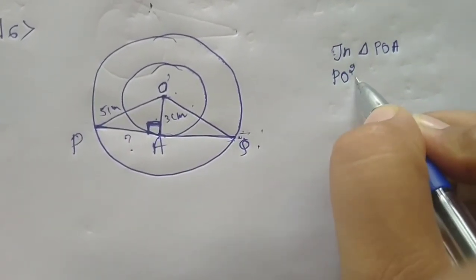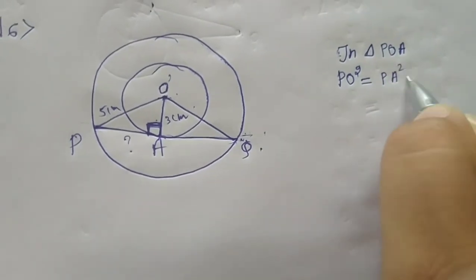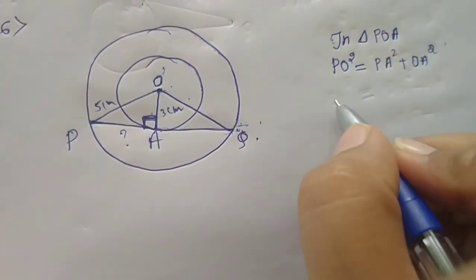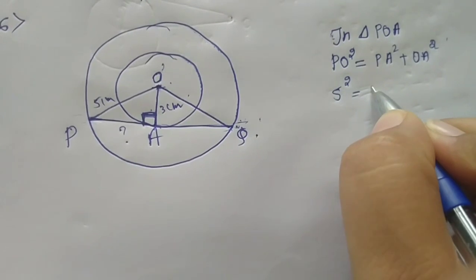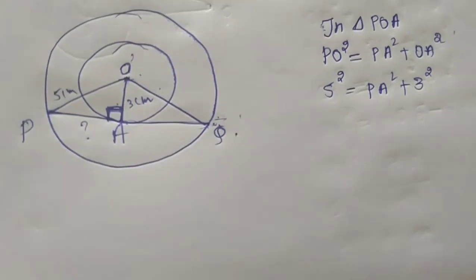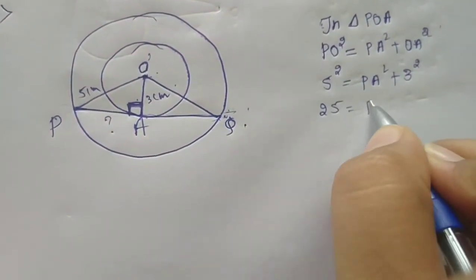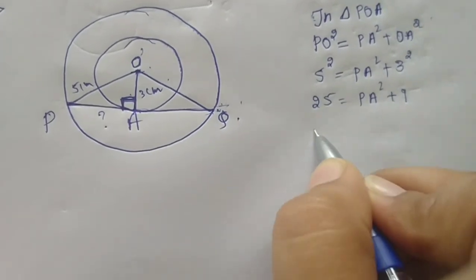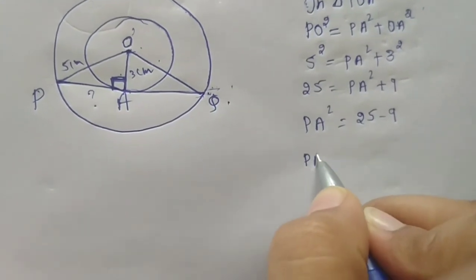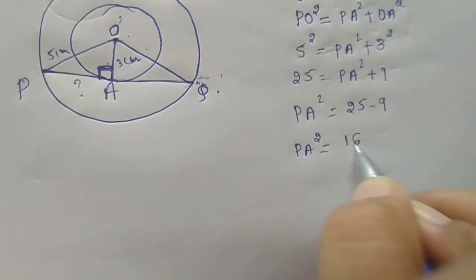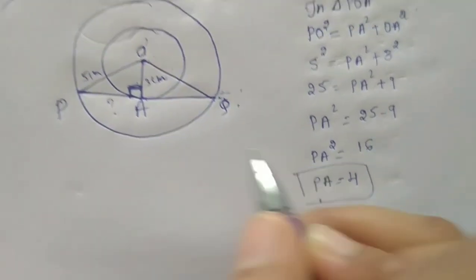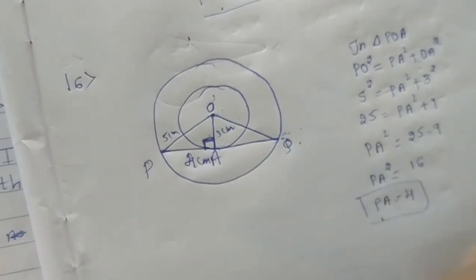PO square is equal to PA square plus OA square. PO square is nothing but 5 square, which equals PA square plus OA square, which is 3 square. So 25 equals PA square plus 9. That is, PA square equals 25 minus 9, so PA square equals 16. So the value of PA is 4 centimeter.